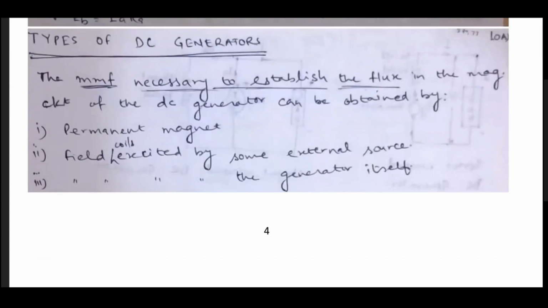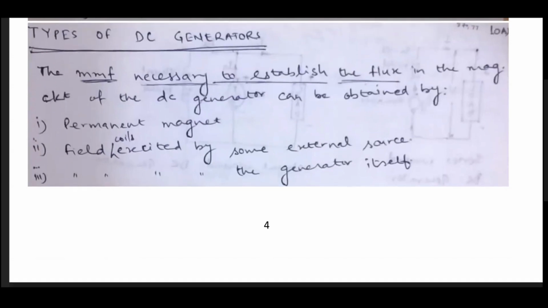So now the next topic is types of DC generator. We have 3 types of DC generator. The MMF is required to establish the flux, and that can be done by various means. So the DC machines or DC generators are classified accordingly. One is the permanent magnet DC generator, second is the field coils excited by external sources, and third is the self-excited generator.